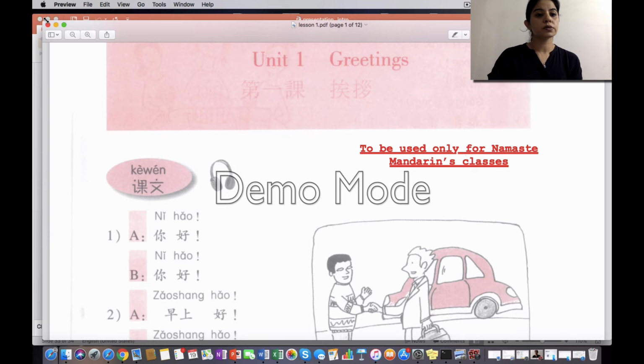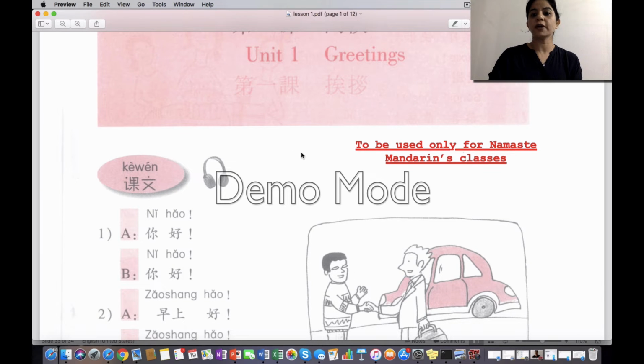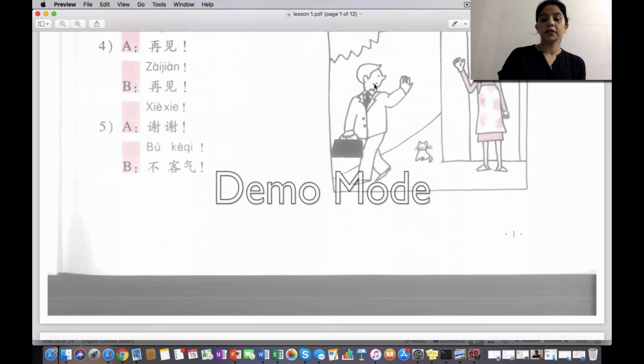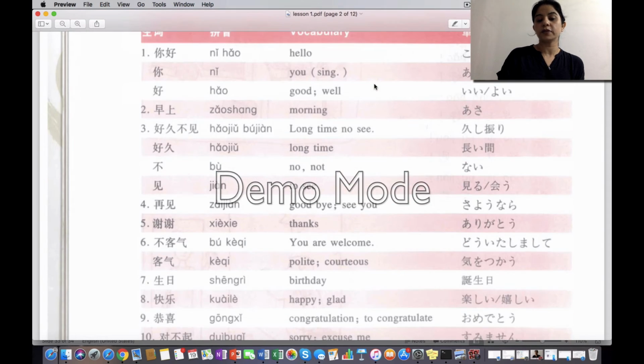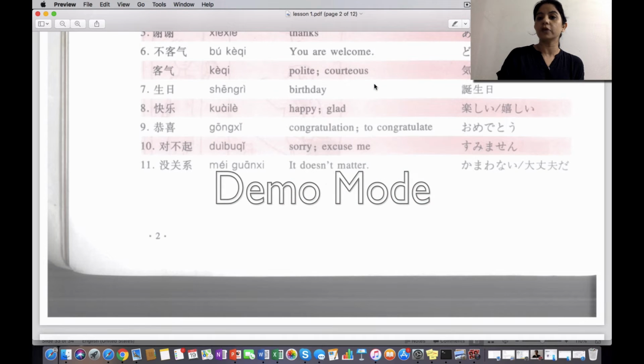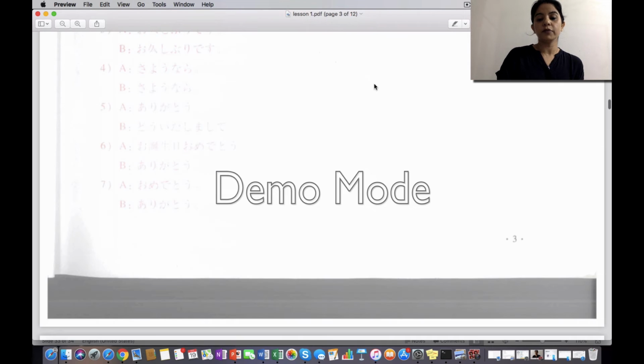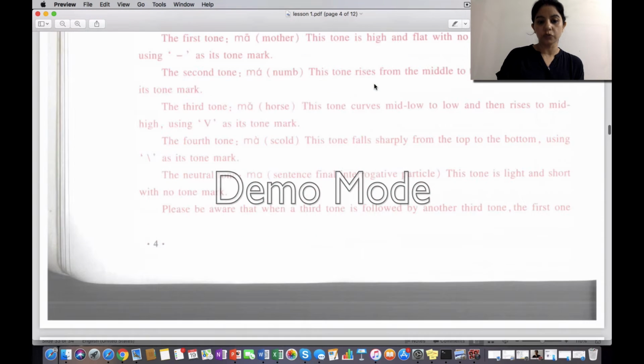Okay, so as you see, this is the first chapter, which is greetings. Before we start learning the words, basically in this chapter there are not many words or sentences which you are going to learn. It's just basic greetings we are going to learn. But before that, we need to understand some of the rules.